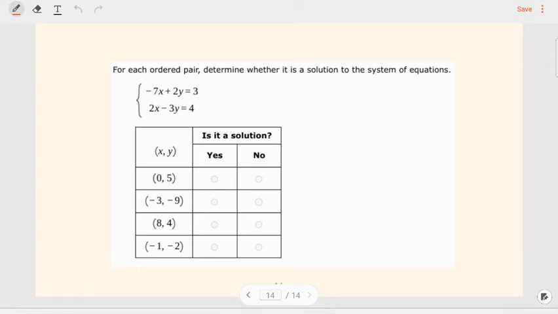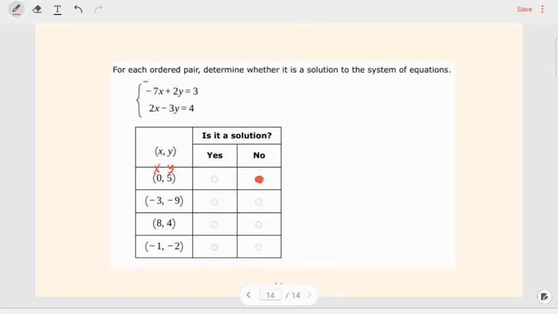So is the ordered pair (0, 5) a solution? Remember, this is x, this is y. We're plugging it in. -7 times 0. Whenever I replace a variable next to something, I have to put it in parentheses. Plus 2 times (5) equals 3. -7 times 0 is 0. 2 times 5 is 10. I know that 10 does not equal 3, so this is a no.